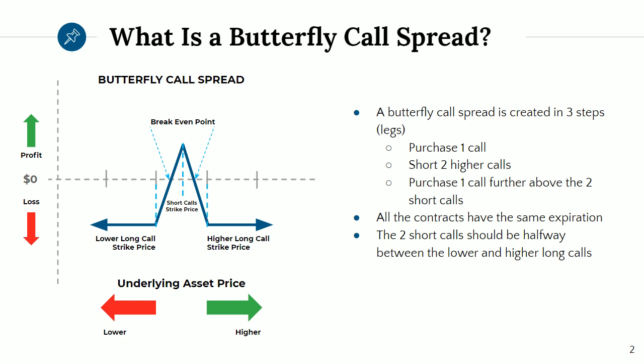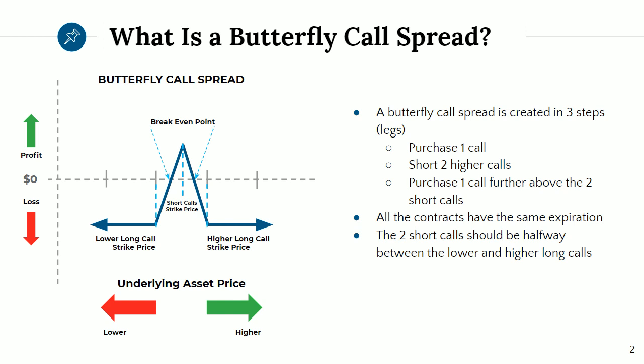So this is going to be really, really important. All the contracts are going to have the same expiration, okay? All have the same expiration. And the two short calls should be halfway between the lower and the higher long call, all right? So you want those smack halfway in between. Otherwise, it's going to change the risk structure of the butterfly spread. So you want the two short calls to be halfway between the lower long call and the higher long call. All right.